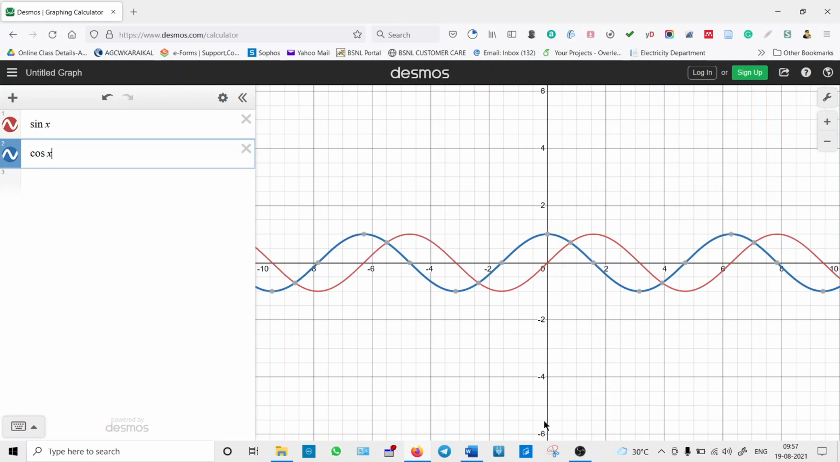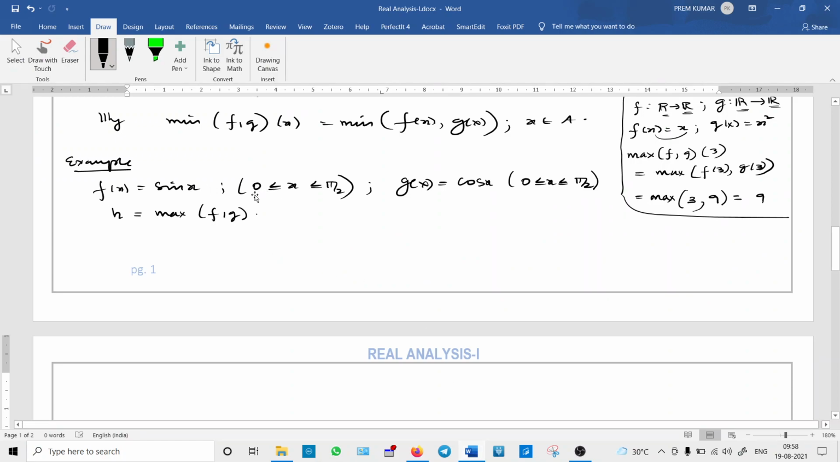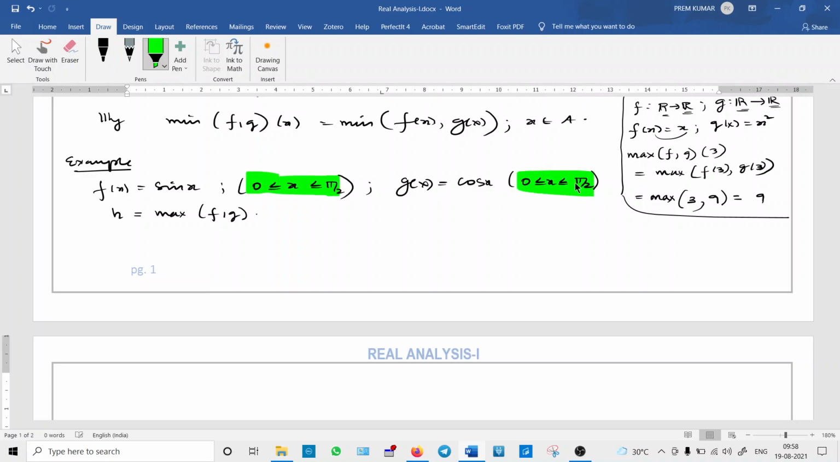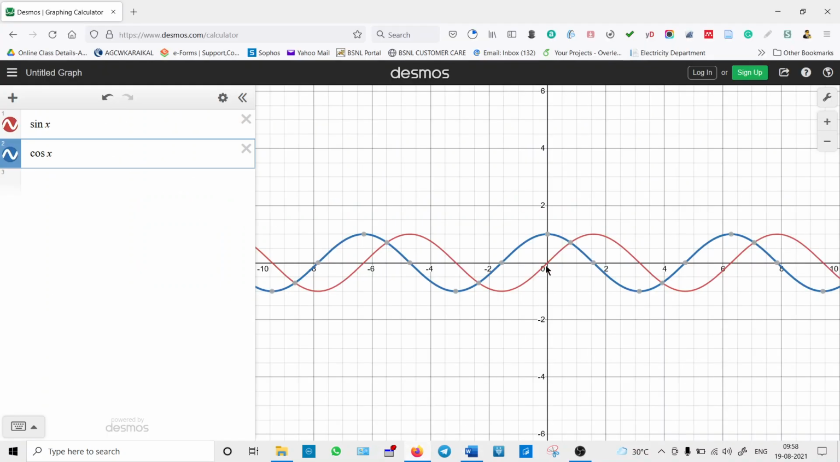What is the interval we are discussing for sin x and cos x? What is the domain for both these functions? Not the entire real line. Both of them are from 0 to pi by 2. So here this is 0 and this is pi by 2. You can see the graph only up to this. Don't consider the graph away from this domain, from the negative part as well as after pi by 2. So our graph is up to this.